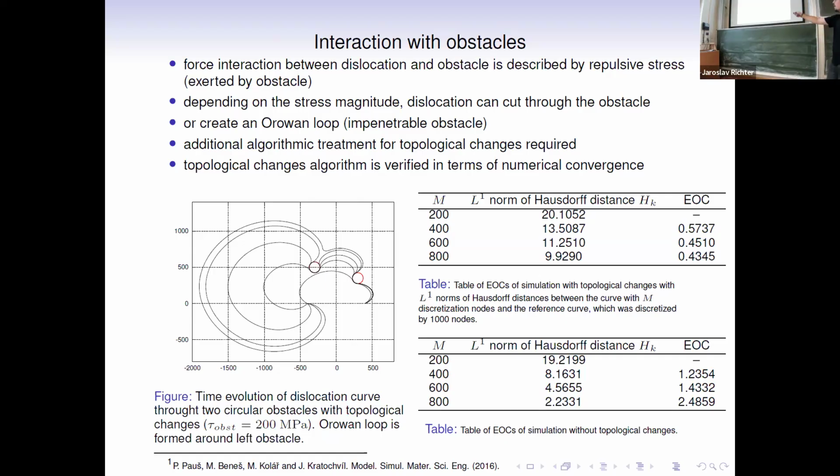So let's start with the interaction. I think for the beginning, look at the left figure. There is one benchmark configuration, no channel, just two circles, this spot and this spot. There are some obstacles or maybe precipitates. Basically, these precipitates are modeled as circular obstacles, which exert repulsive stress, quite a high repulsive stress, 200 megapascals.